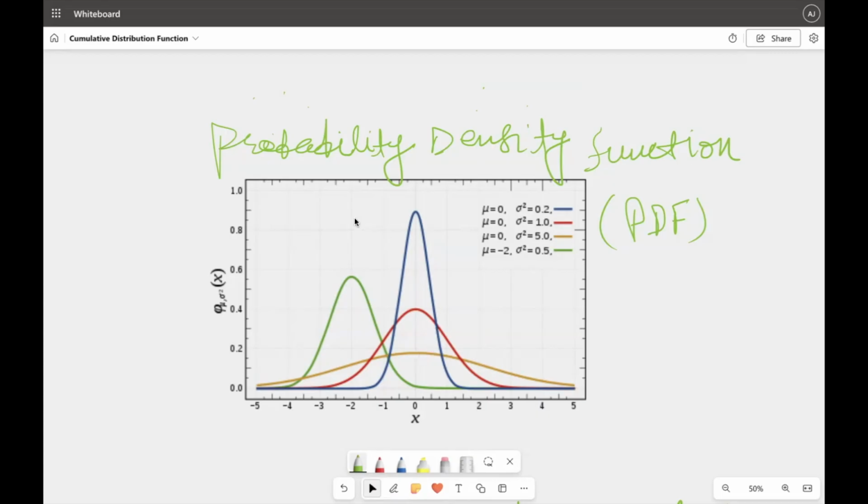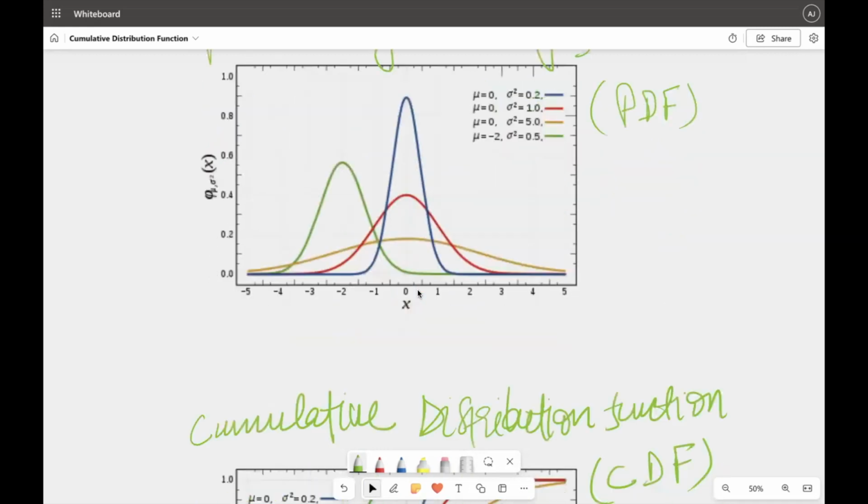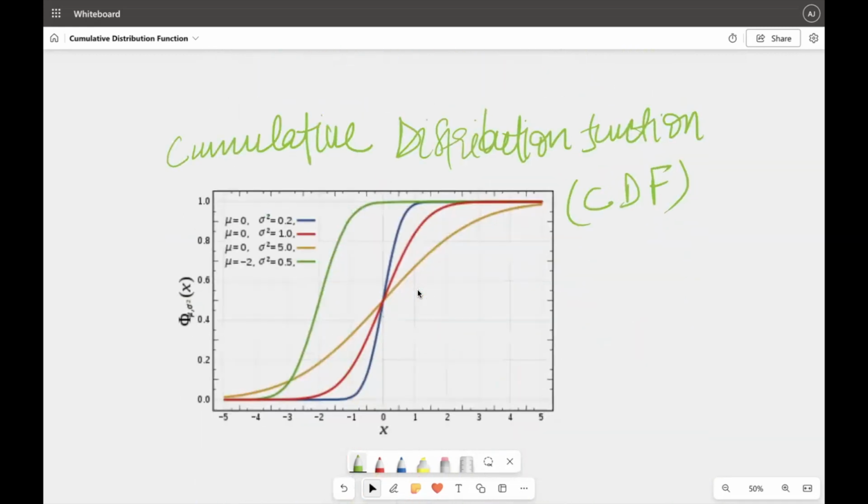So we were studying statistics for AI and data science. Today we are going to study the cumulative distribution function. So let's start. We have learned about the probability density function of a Gaussian distribution in the last session. Today we will learn about the cumulative distribution function.